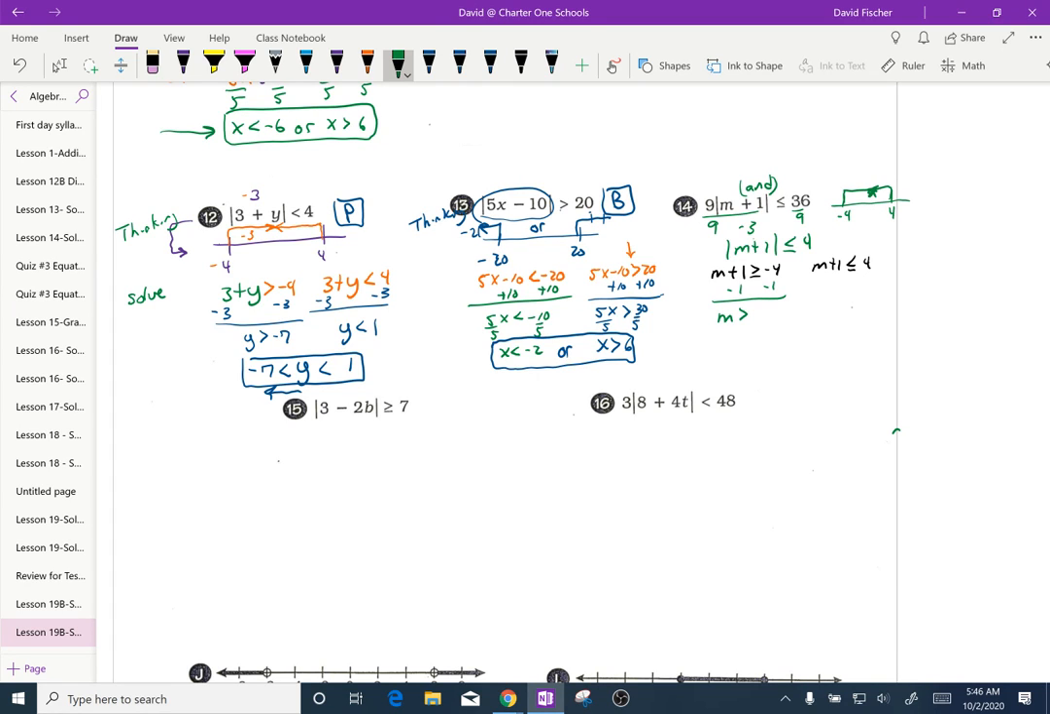I'm looking for numbers greater than or equal to negative 5. And I'm looking for numbers less than or equal to 3. Now I know it's an and statement, so I'm going to put my x in the middle. Negative 5 is my smallest number. 3 is my largest number.